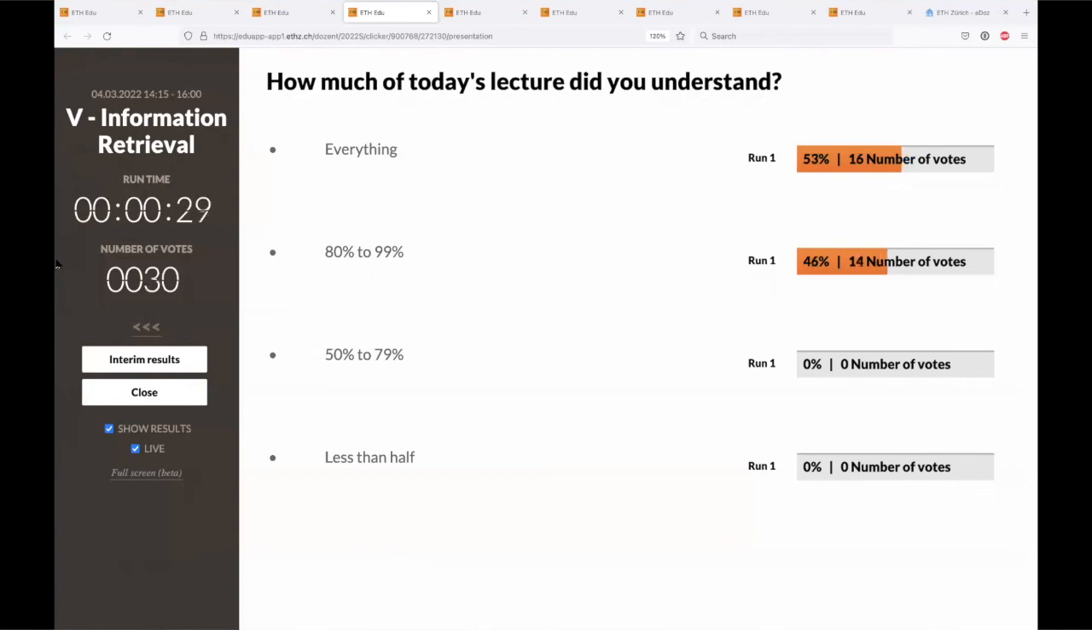That is excellent. So half of you understood everything and everybody is above 80%. That's wonderful. So that's a great start. So now you are basically in a position to implement that. And actually in the exercise next week, you are going to start implementing.